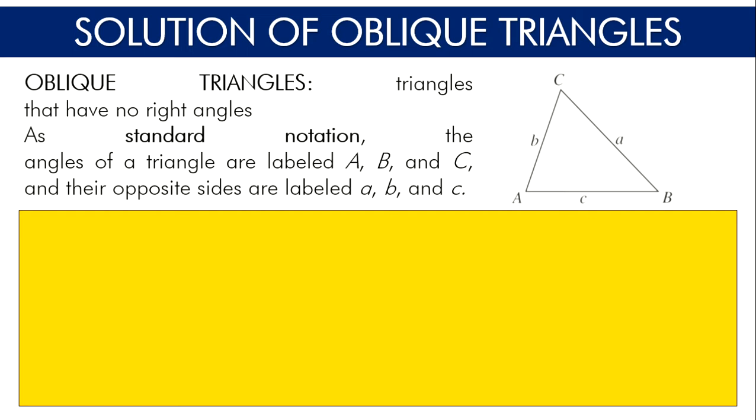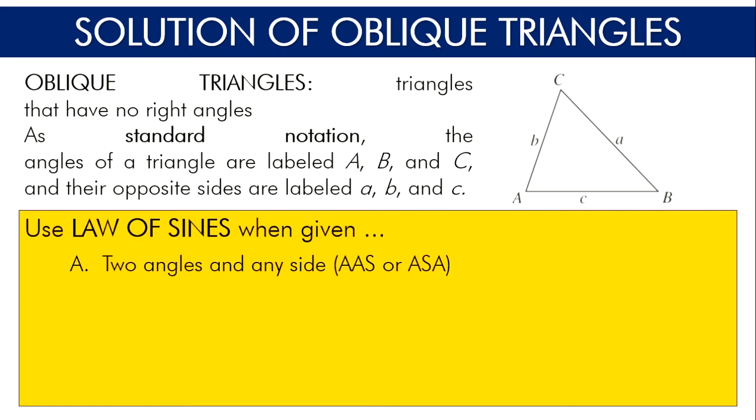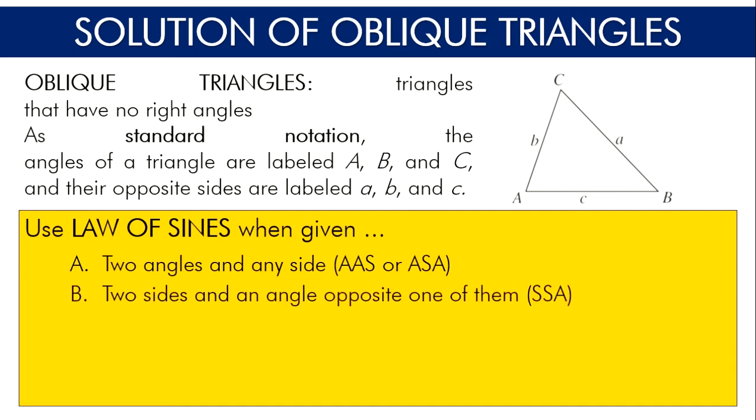So when to use the law of sines and when to use the law of cosines. Earlier we discussed the determination of the triangles depending on its sides and its angles. For the law of sines, what are the cases to consider? We have two angles and any side, AAS or ASA, the angle side angle. And then two sides and an angle opposite one of them.